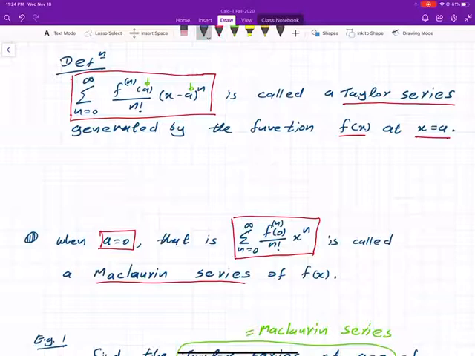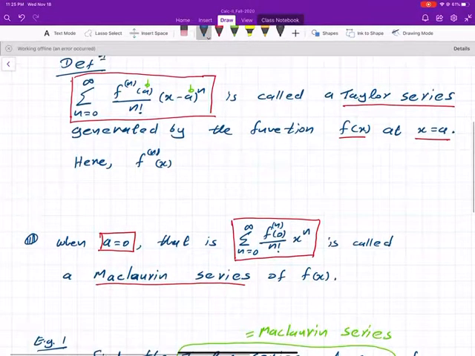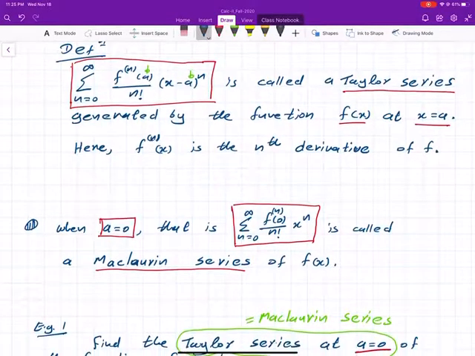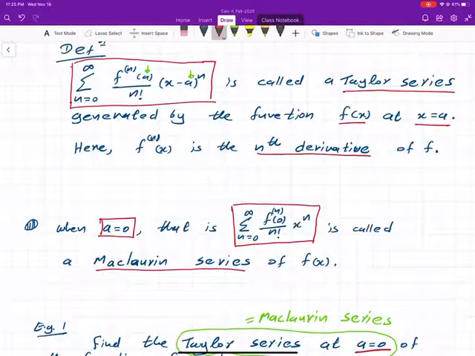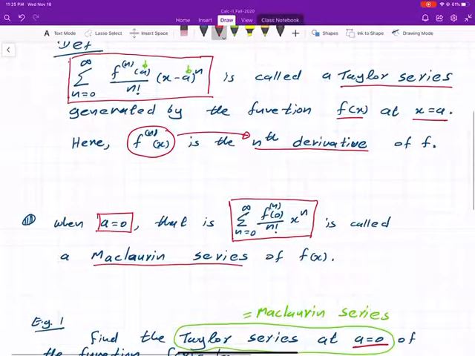Alright, I'm going to put a small note here. f to the power n of x is the nth derivative of f. This is called the nth derivative. Okay, that is called the nth derivative of f.